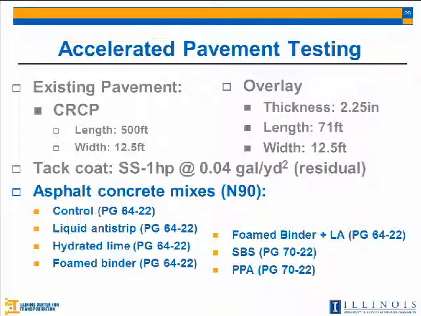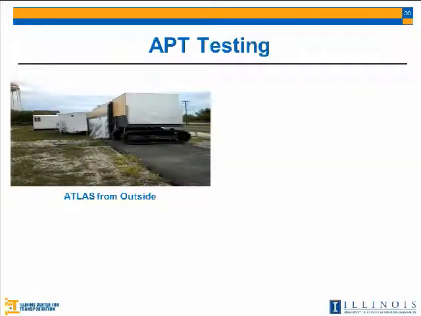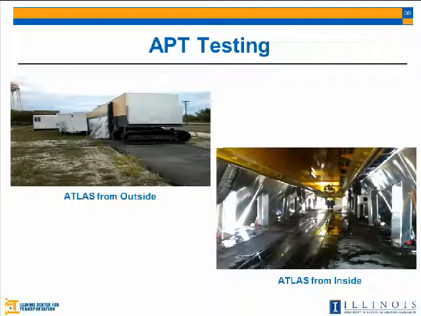The asphalt concrete mixes, as I said, we have 7 mixes. We have the control mix, we have the liquid anti-strip mix, we have the hydrated lime mix, foam binder with liquid anti-strip, we have the SPS, and also we have the PPA mixes. Here is just a picture showing the Atlas with the environmental chamber. This is from outside, this is from inside. We can see the heaters, we can see the wet, the moisture that we need always to have while we are running this test.